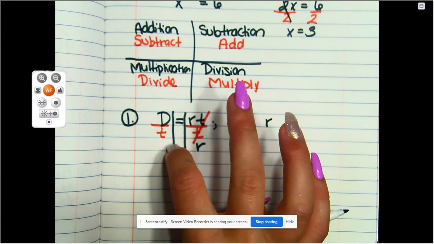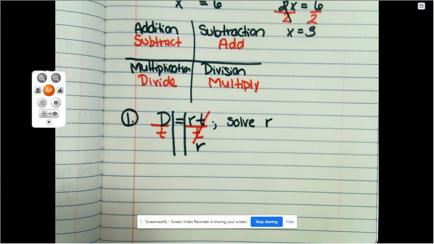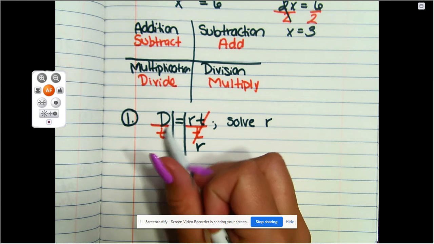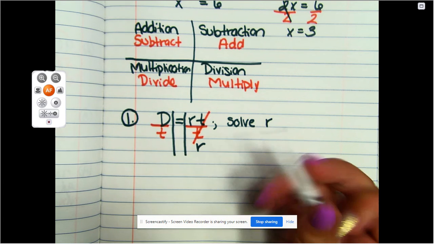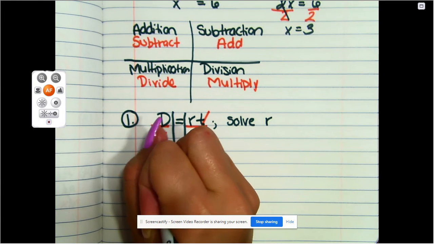They are not the same letter. With that being said, and also one's capital, one's lowercase, we'll get to that later. These are not in the same format. They are not identical. They are not like terms. So we leave it literally as it is.